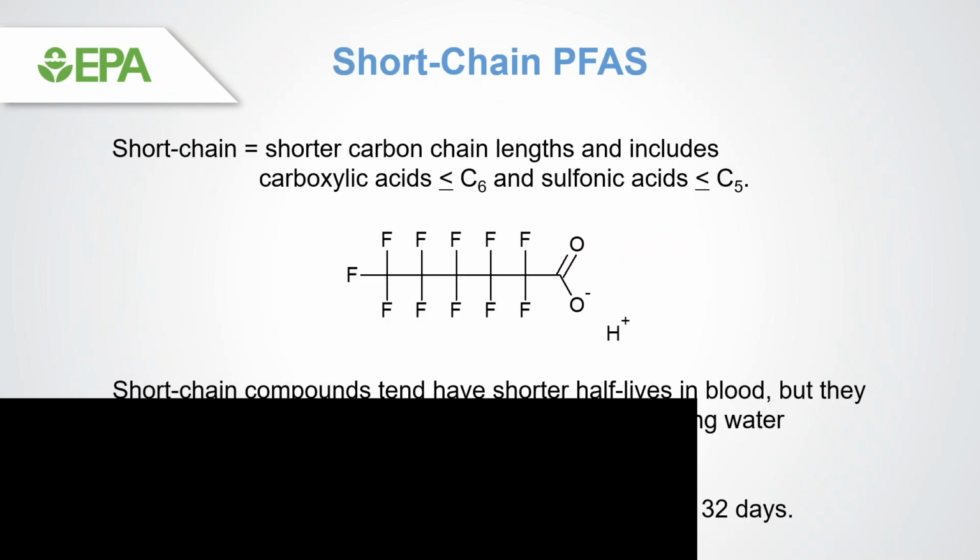Shorter chain compounds, those compounds that are shorter than what was defined as long chain, can still have very similar structural characteristics in the form of alkyl acids. These short chain compounds tend to have shorter half-lives in blood and serum, but they have the potential for being more mobile in the environment, and are not easily removed by some of the common off-the-shelf drinking water technologies that currently exist. An example of some of these might be like the PFAS.